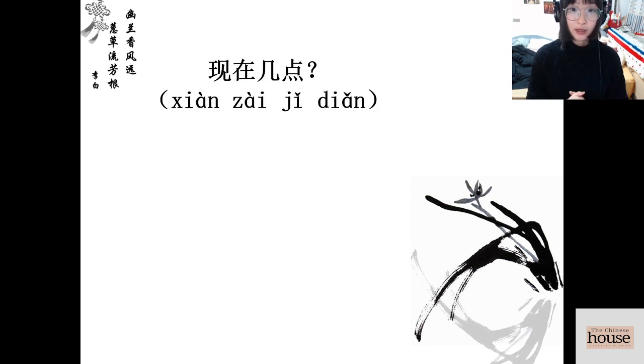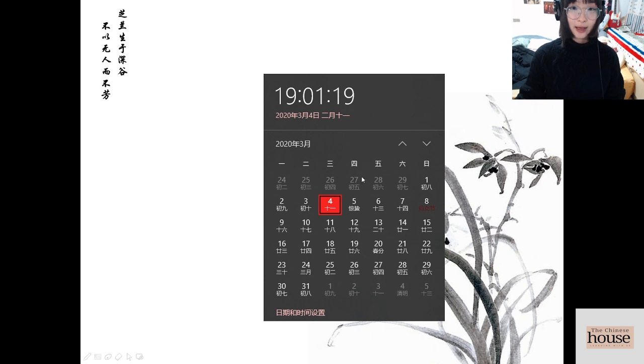Then we're focusing on time. 现在几点? What time is it? 现在 means now. 现在, two falling tones. 现在几点? 点 is o'clock, 几 is which. What time is it? 现在几点? Okay, again, our calendar, there's a clock for it.